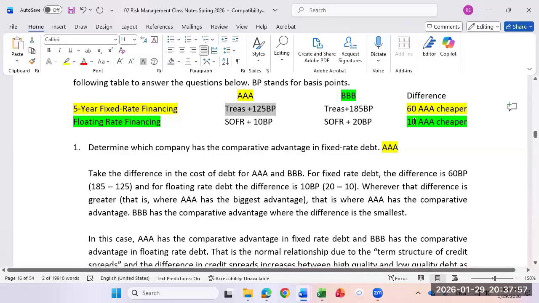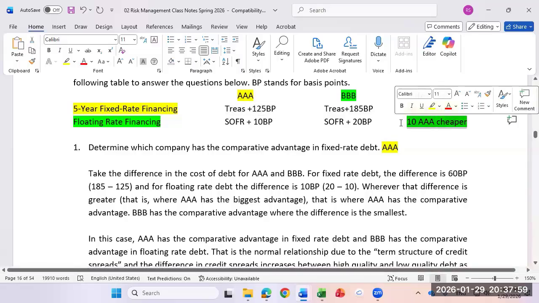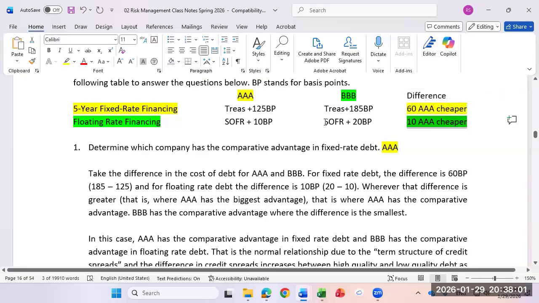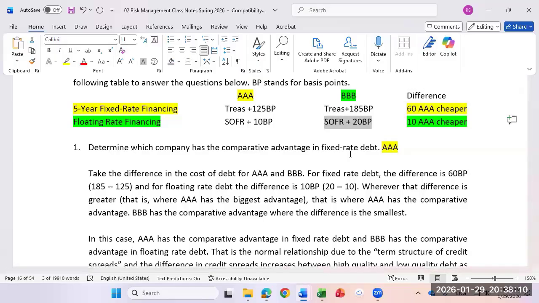Triple B has less of a disadvantage in floating. So they'd rather borrow floating, but they really want fixed debt. So what they're going to do is go out and borrow floating rate debt, and then you use a swap to fix, right? So this will make more sense.